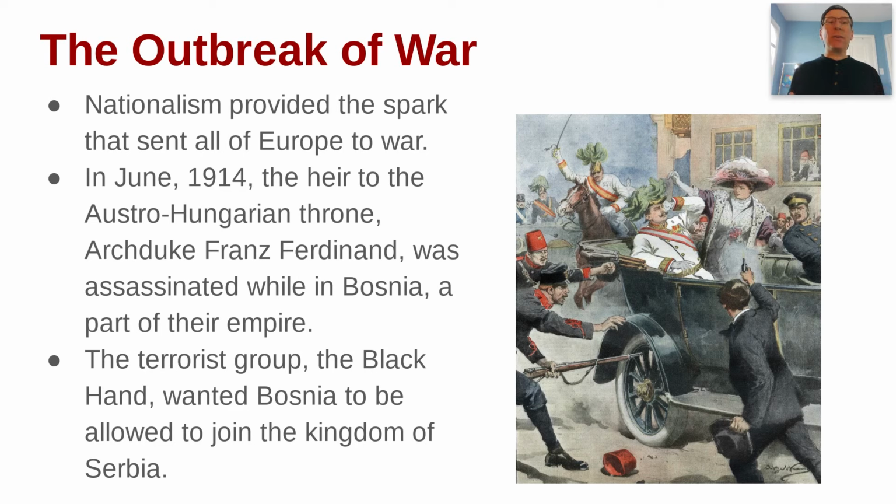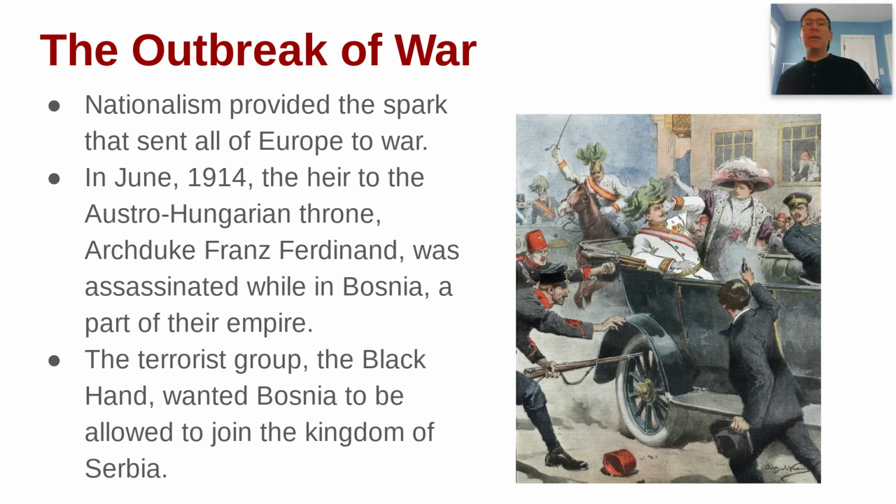When Franz Ferdinand, who's the heir to the Austro-Hungarian throne, he's going to be the next emperor of Austria, was assassinated while in Bosnia. Now, Bosnia was a territory within the empire that was culturally different, linguistically different, ethnically different than much of the Austro-Hungarian Empire, but this was a norm within Austria-Hungary. But the majority Serb population within the area wanted to break away. They wanted to join the Kingdom of Serbia, an independent nation on Austria-Hungary's borders.